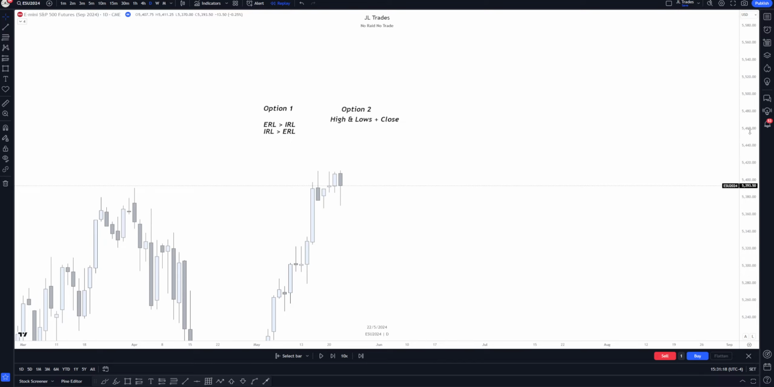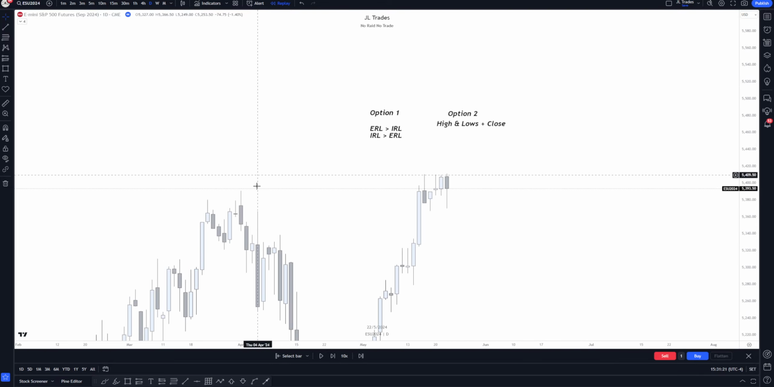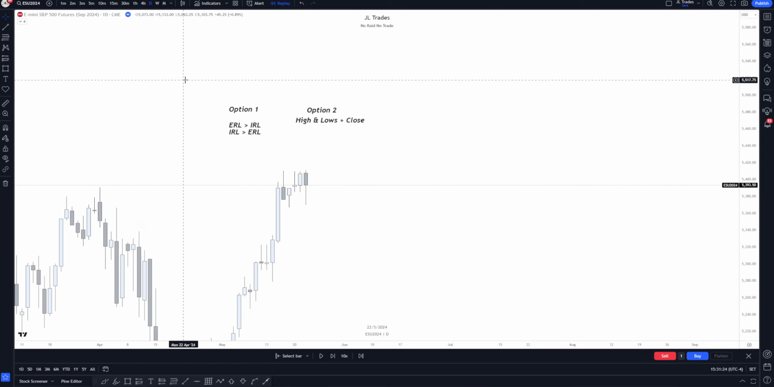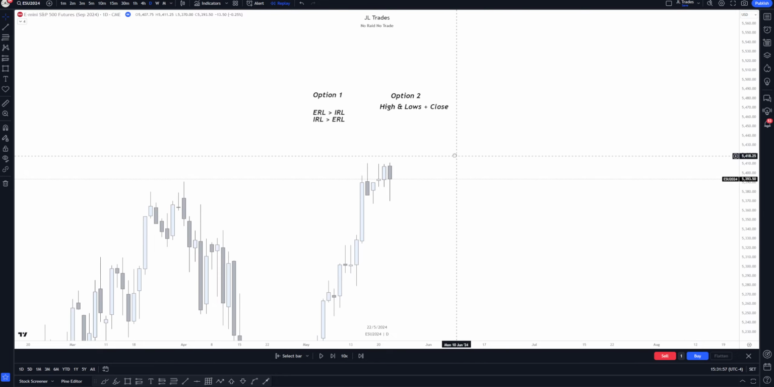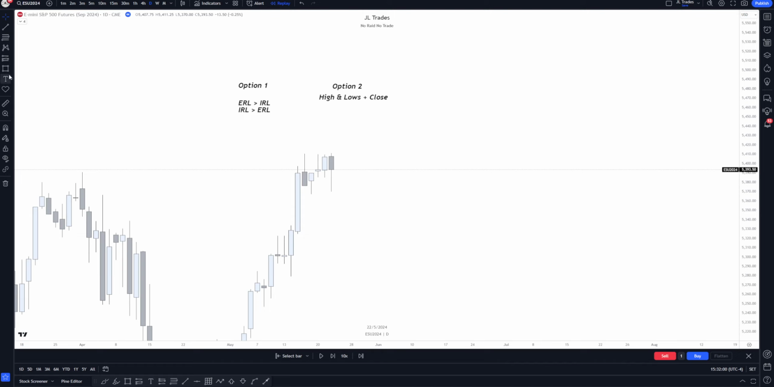So I have handpicked this date just because of the simplicity of the video, but it's the same logic on any pair, on anything that you want to use. So with that being said, we have option 1 and option 2. Option 1 is external range liquidity to internal range liquidity, and internal range liquidity to external range liquidity. External range liquidity are just old swing lows and swing highs, and internal range liquidities are bullish or bearish fair value gaps. Option 2, and I'll get into this later after option 1, is just using the highs and the lows and where price closes to understand. And yeah, so option 1 I'll go over first.